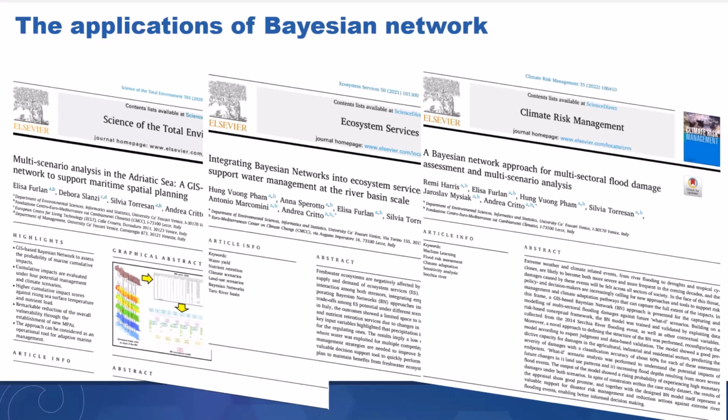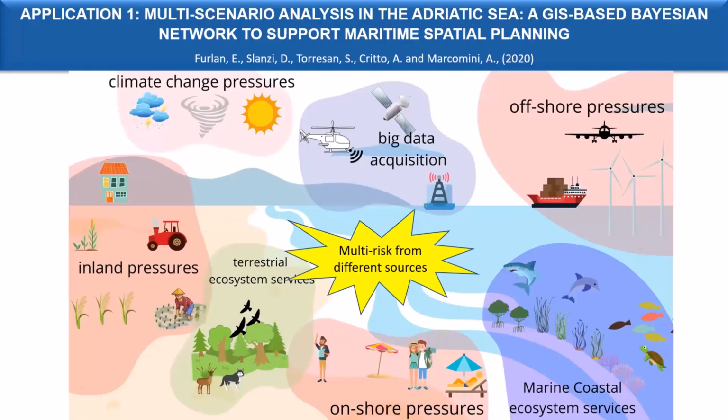And the last one we recently published in Climate Risk Management. We built a Bayesian network approach for multi-sectoral flood damage assessment and scenario analysis. So in the next slides, I will present them one by one, but this will be an overview, not in detail. The first application is a GIS Bayesian network we developed to support marine spatial planning.